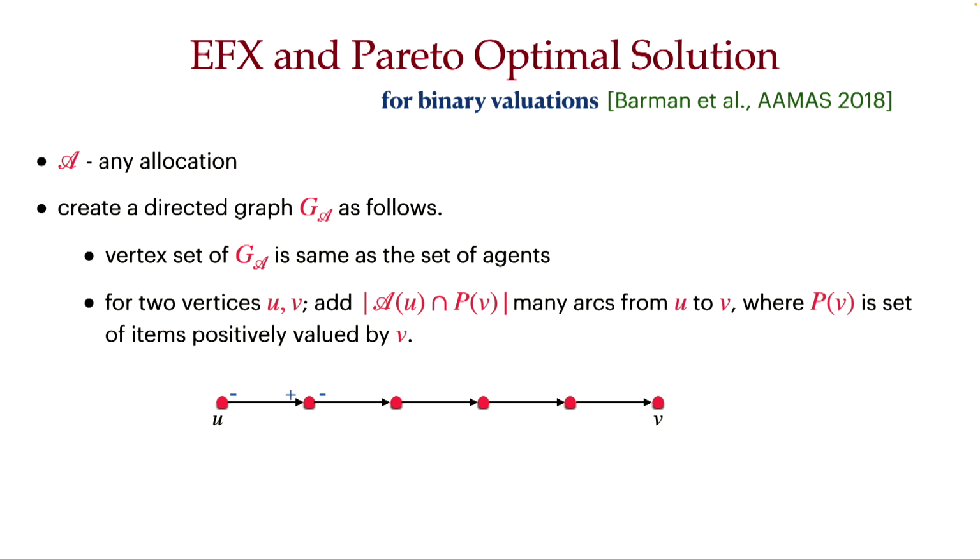And here we are using the fact that the item that we received is also positively valued, and the item that we give away is also positively valued by V, right? Because we assume that you will not give an item to an agent if he does not value it positively.